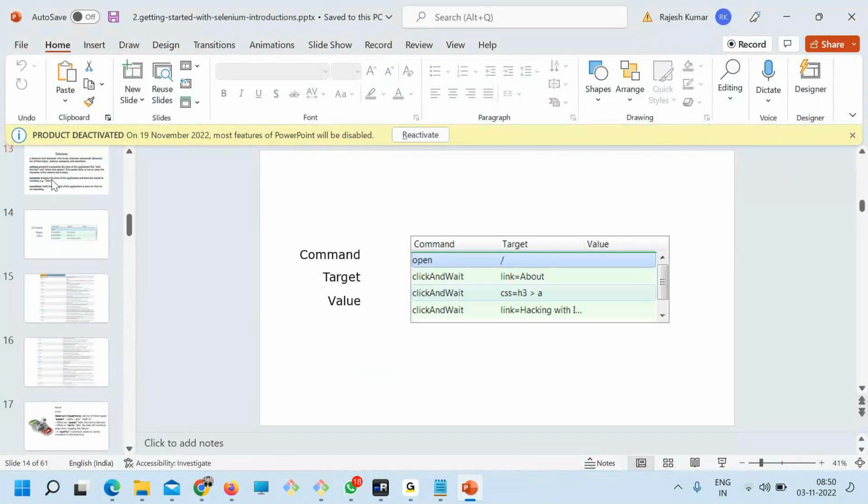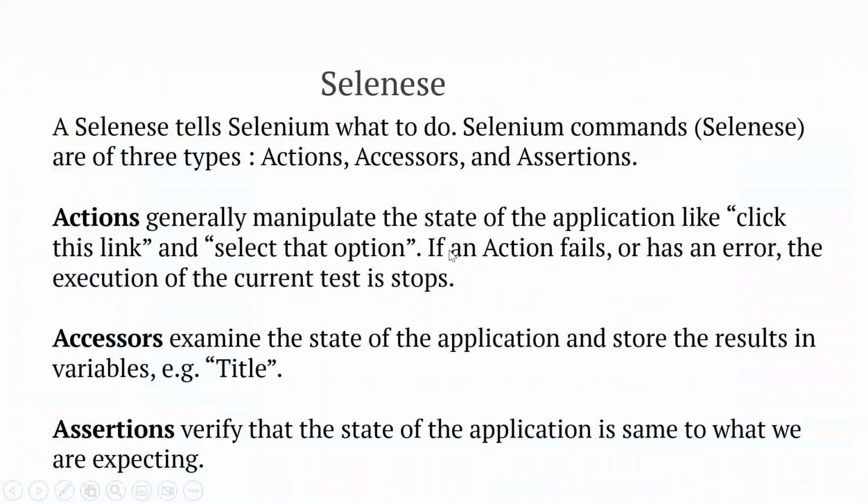So Selenese is nothing but something you do on the pages. Let's say you go to the pages, correct? So you do something. Selenese consists of three types. It is basically something which tells what to do on the pages when you browse any website using a browser. We have divided that part, and in Selenese with IDE, one is called action, another one is called assessors, and the third one is called assertions.